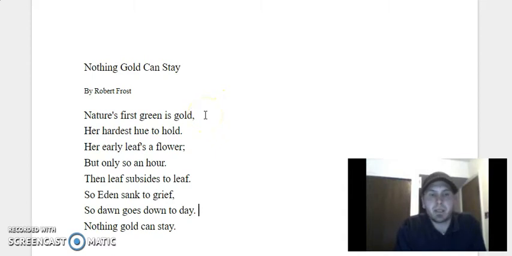Nature's first green is gold, her hardest hue to hold. Her early leaf's a flower, but only so an hour. Then leaf subsides to leaf, so Eden sinks to grief. So dawn goes down today, nothing gold can stay.